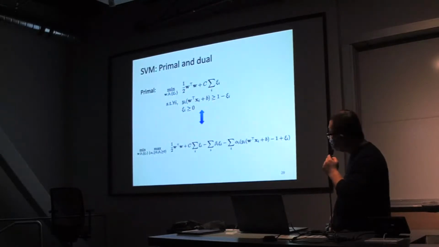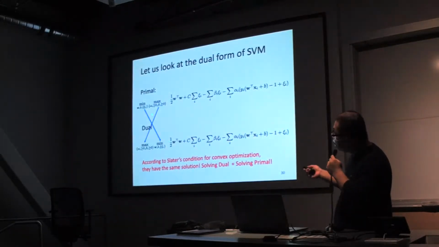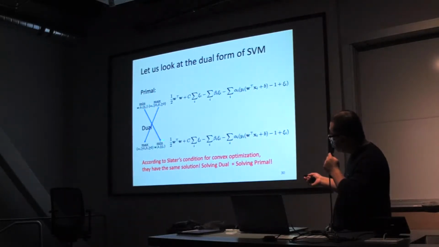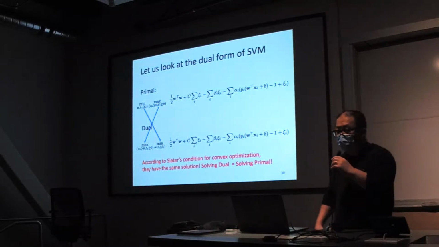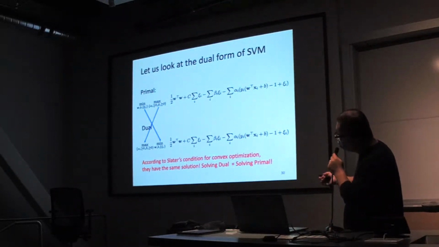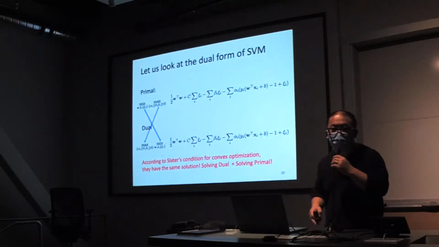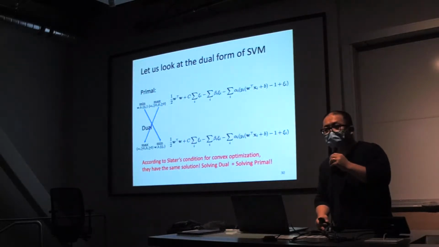And then we just switch the order of min and max. In the inner level, we minimize the Lagrange function with respect to the model parameters, and in the outer level, we maximize with respect to the Lagrange multipliers. This is called the dual form of SVM. So we want to analyze the solution of the dual form to get more insights from the SVM solution.